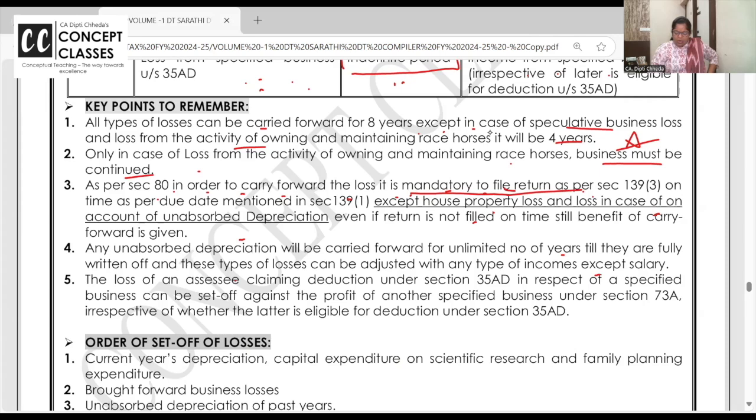Okay. Loss of the assessee claiming deduction under 35AD can be set off against the profit under 35AD, irrespective of whether the later business is eligible or not. 35AD का loss 35AD में ही होगा. Maybe when you are trying to do it, at that time you are not doing that business but some other business. I told you ना, पहले 2-star and above hotel था, अब होटल को मल्टी स्पेशलिटी हॉस्पिटल, but it's a part of 35AD. ठीक है? Right.